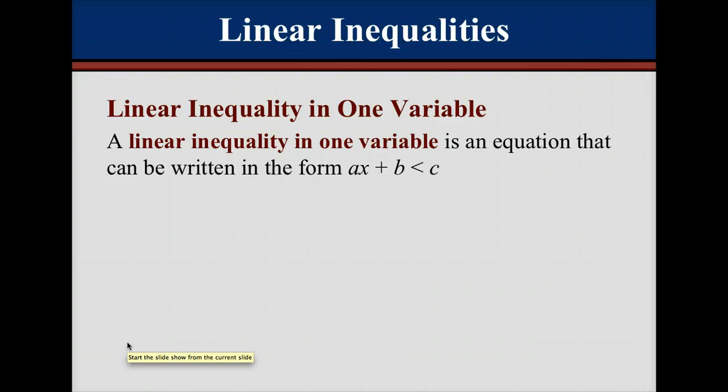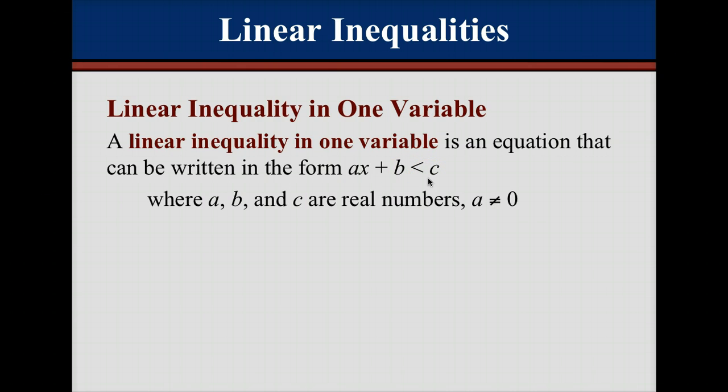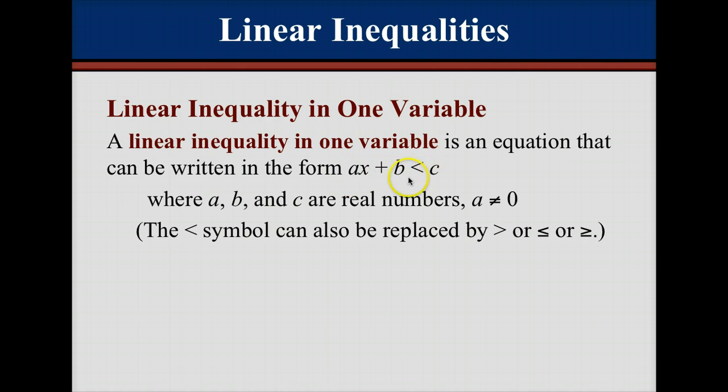And our vocabulary: a linear inequality in one variable is an equation that can be written in the form ax + b < c, where a, b, and c are real numbers. A cannot equal 0. And also notice that this symbol, less than, can also be replaced by greater than, less than or equal to, or greater than or equal to. So it's very similar. We've already solved equations with equality. Now we're just going to simply solve them with inequality.